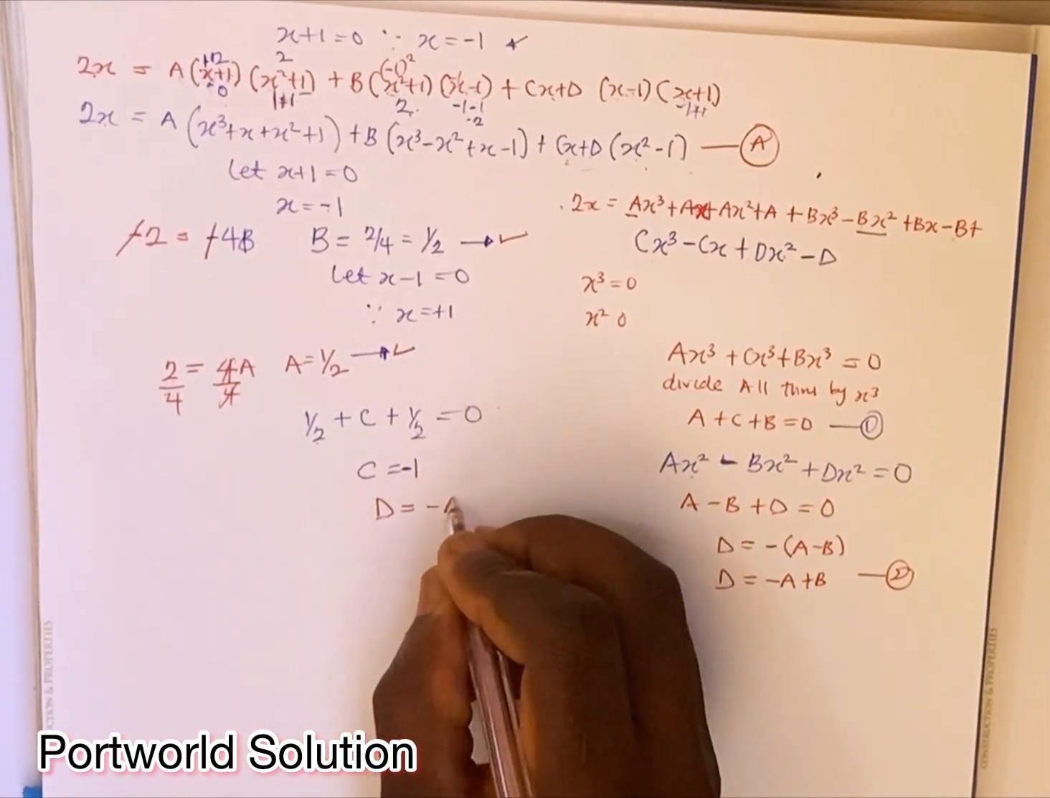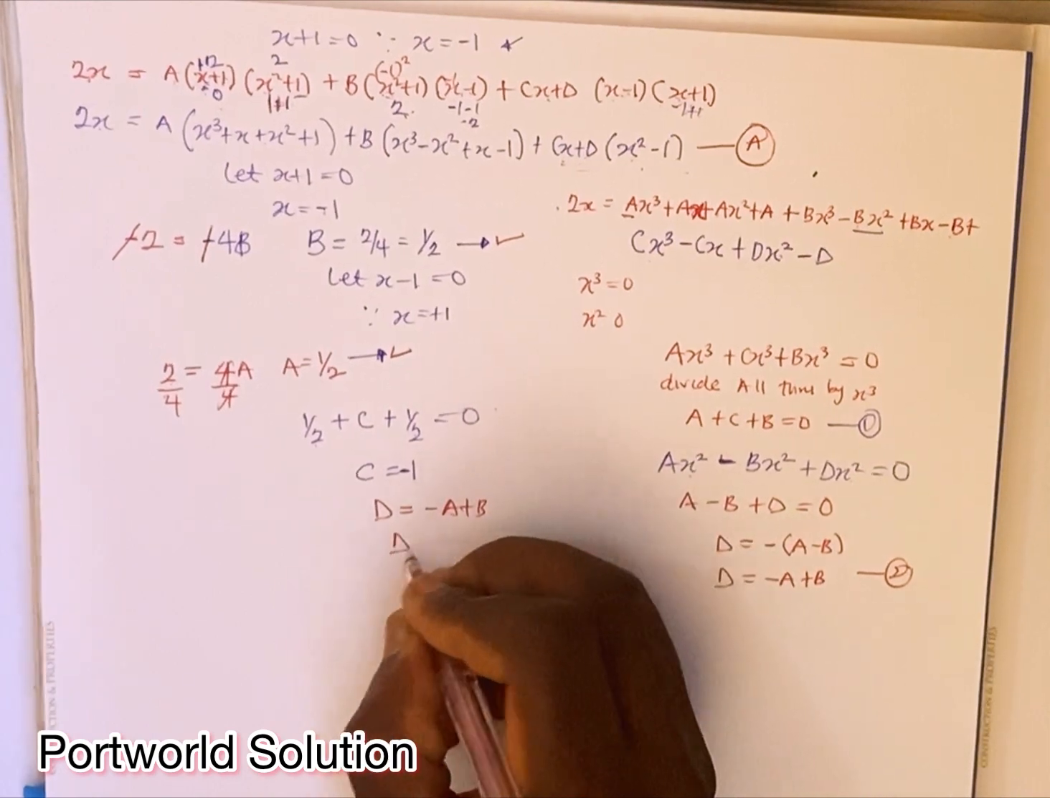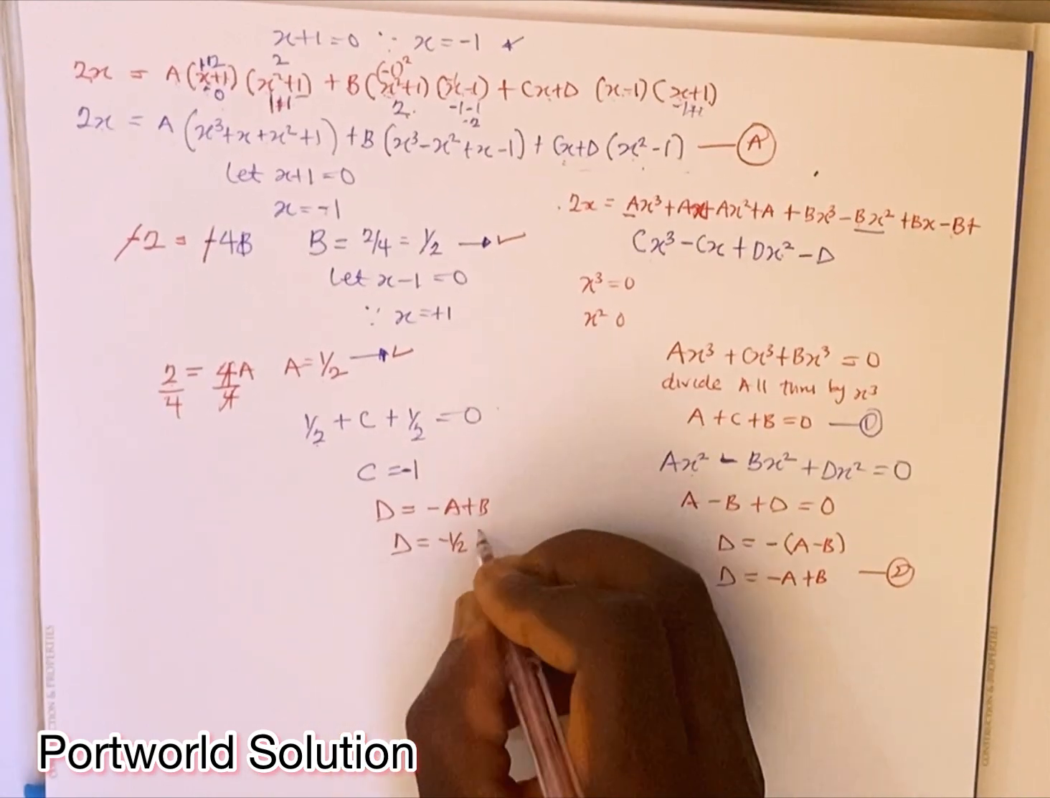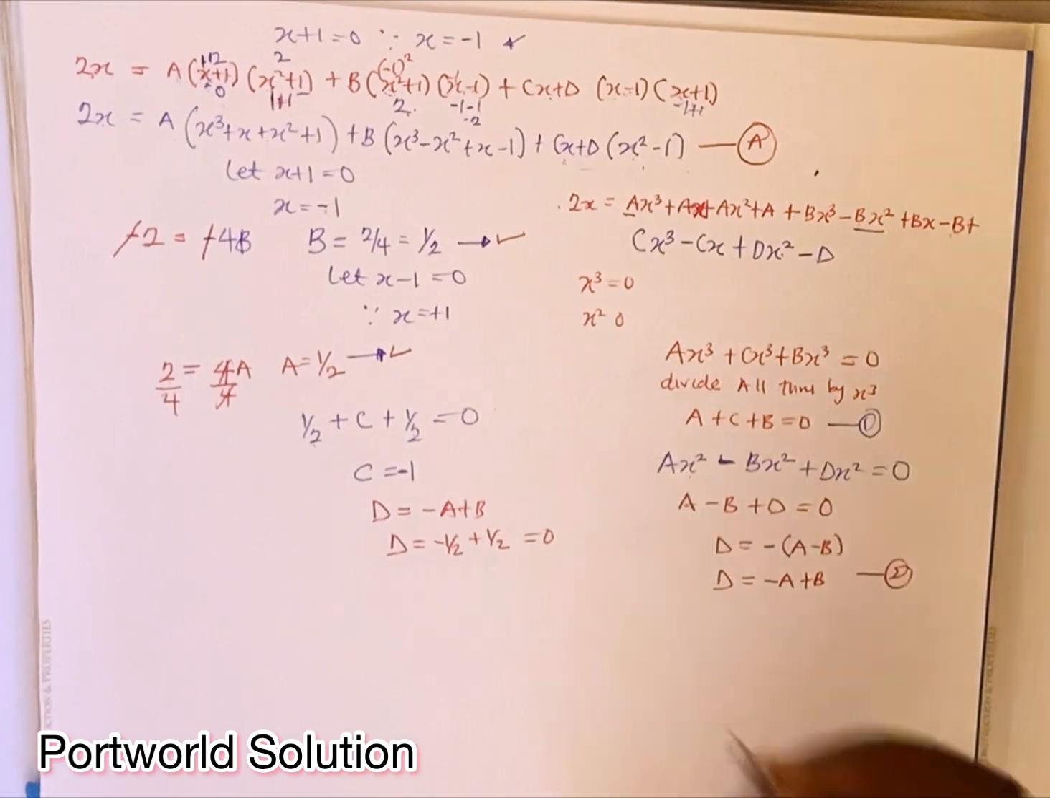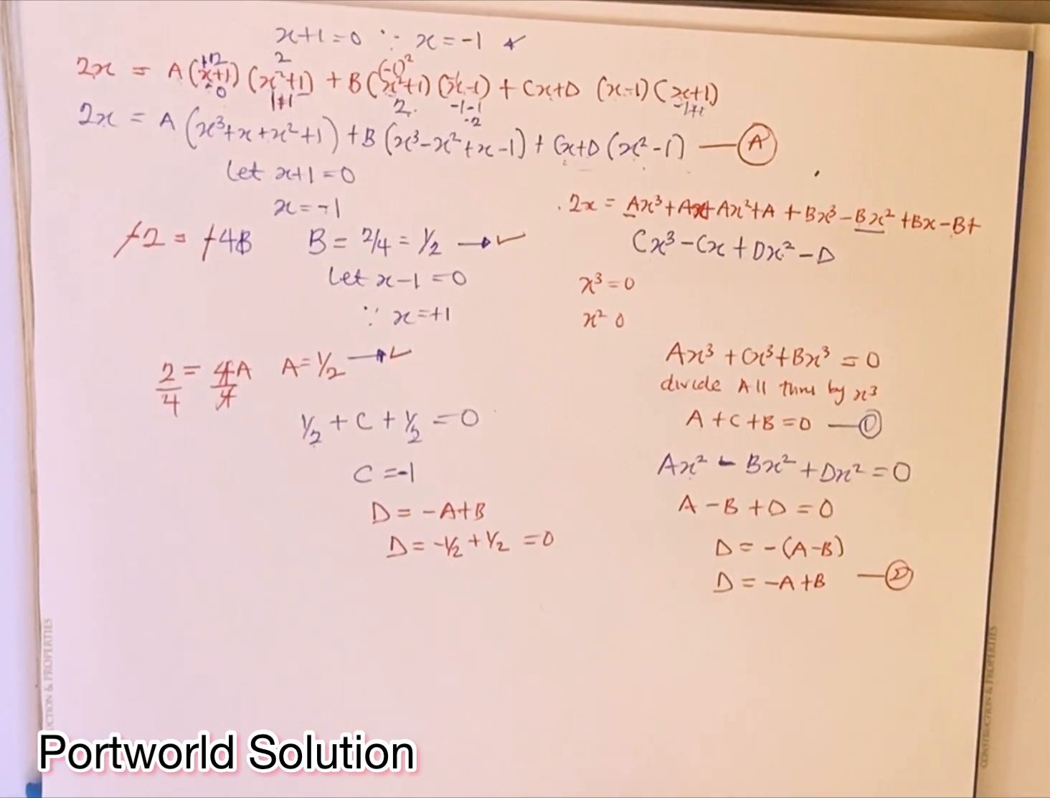That's minus A plus B. Then I'm having my D to be equal to what? Minus 1 over 2 plus 1 over 2, which is equal to what? 0. So that's just it.